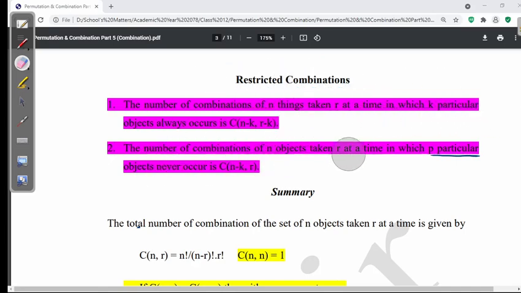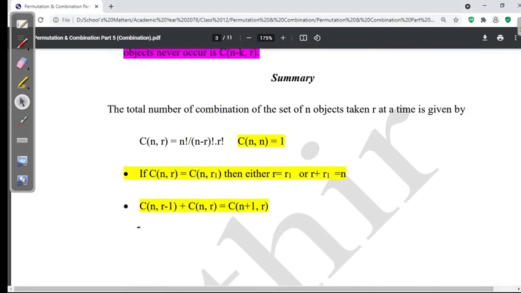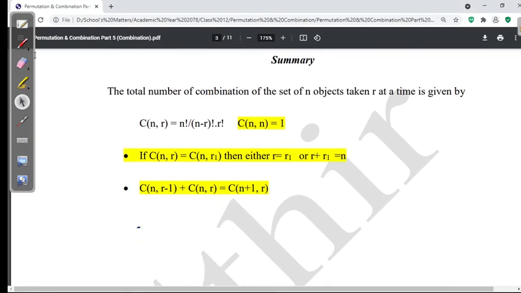Never occur, we have to subtract from n only to find the combination. Now let's summarize what we have discussed. We have discussed this formula: nCr is n factorial over (n minus r) factorial times r factorial. nCn is 1, that you know. nCn is 1. nCr is nCr.